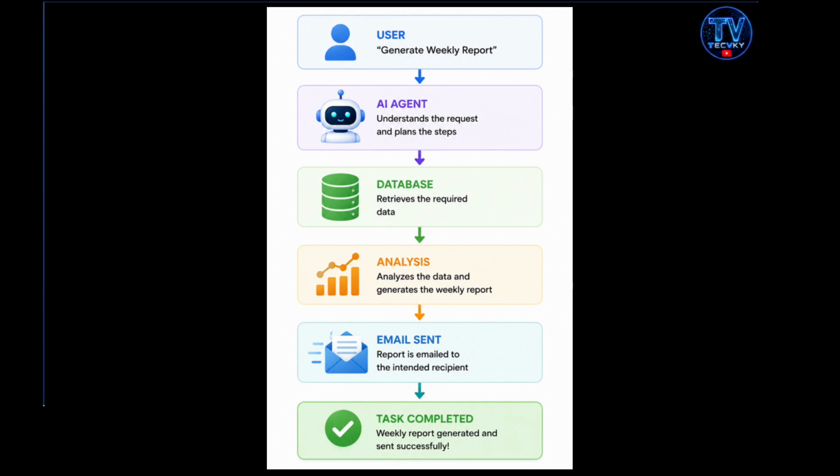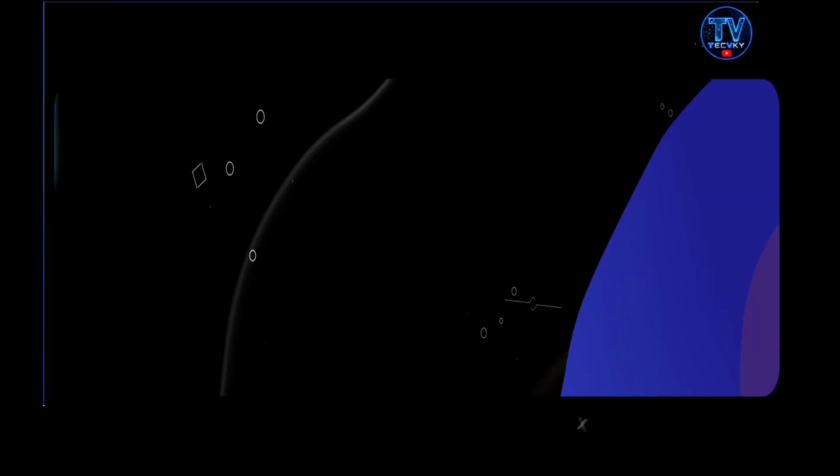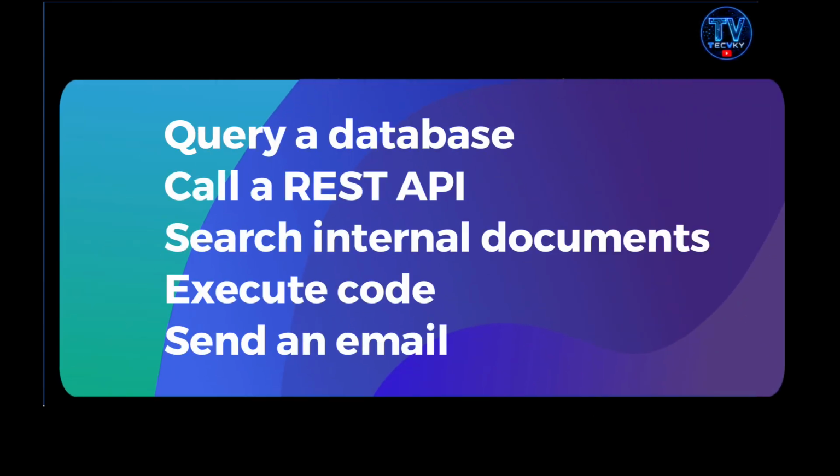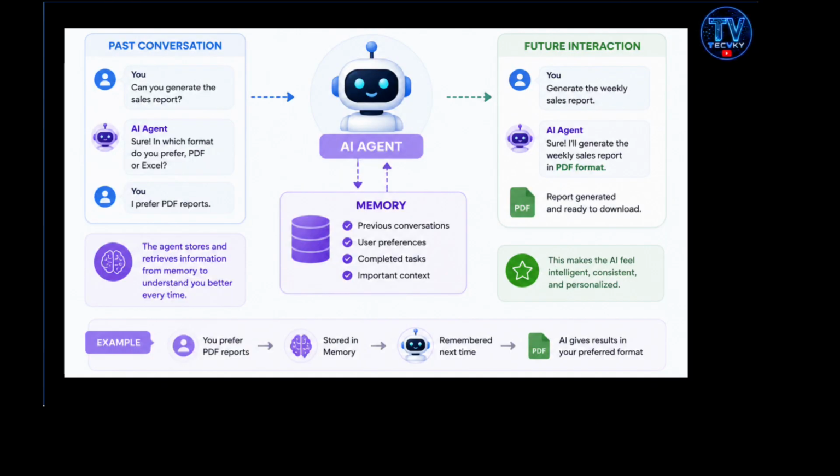Okay. The request then goes to a single AI agent. This agent acts like an employee who can think, plan, and execute. Instead of multiple specialized agents collaborating, one intelligent agent handles the entire workflow. Okay. The AI agent can use external tools and APIs whenever it needs additional capabilities. For example, it might query a database, call a REST API, search internal documents, execute code, or send an email. The AI doesn't need to know everything itself. It simply uses the right tool.